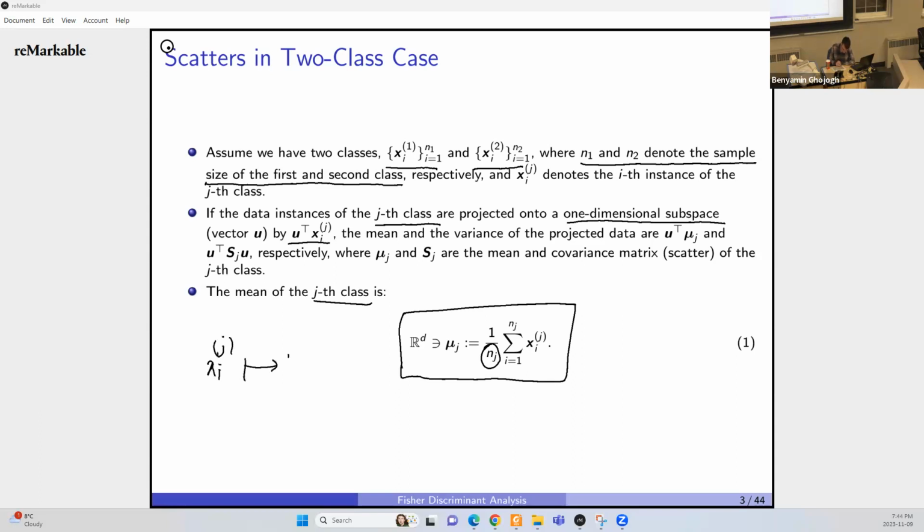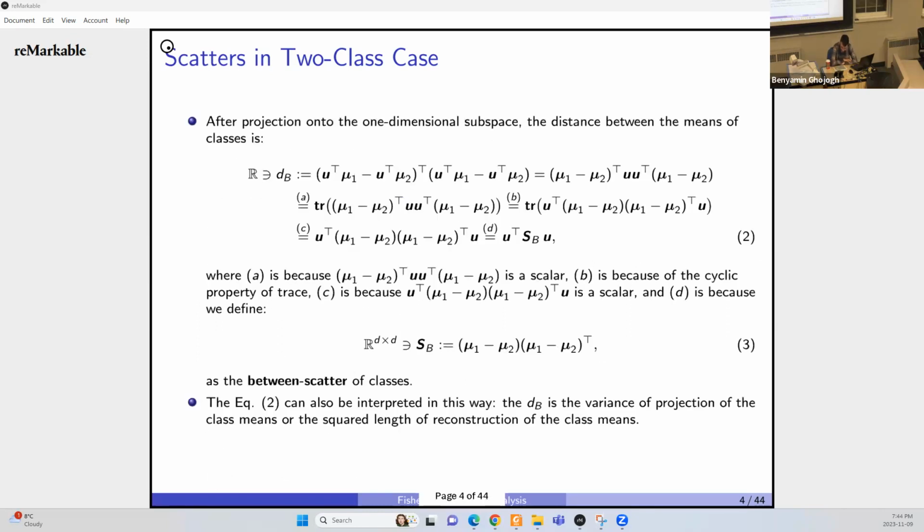Assume I project it onto u transpose x_ij. You tell me what happens to the mean mu_j. The mean is linear, right? As a result, the mean also will become u transpose mu_j. What about S_j, which is a scatter? A scatter is another name for covariance. Covariance is quadratic, right? So S_j becomes u transpose S_j u because it's quadratic. By the way, we talked about this in the previous session about PCA too.